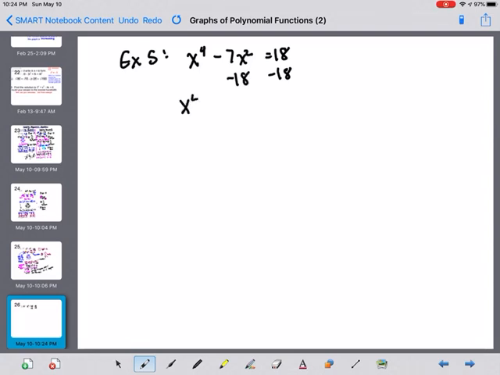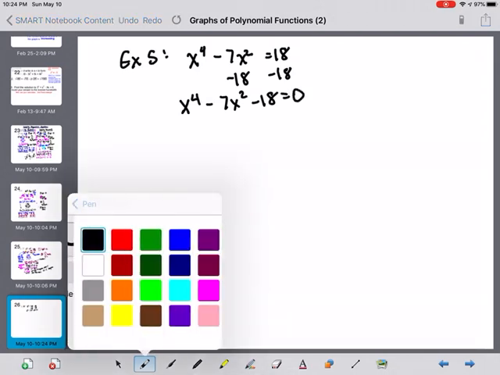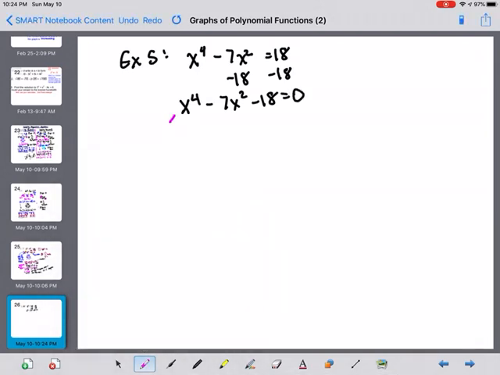So we're going to get it equal to 0. So we minus 18 on both sides. X to the 4th minus 7x squared minus 18 equals 0. We look at the front. We see, all right, my a is 1. So this is just a regular old school 1. And there's no x here. And I have x to the 4th. I have to the 4th power here, okay?